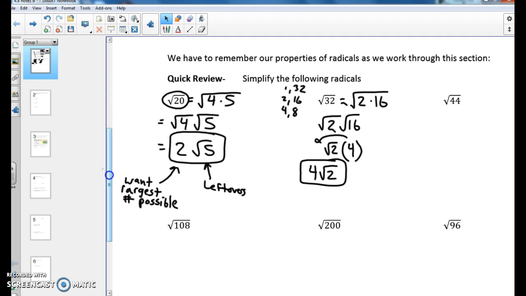Okay. How about square root of 44? How about 4 and 11? So we get square root of 4 times square root of 11, which equals 2 times the square root of 11. You know that you are finished when the number under the radical cannot be simplified any further. 11 is a prime number. There's nothing else we can do with that.